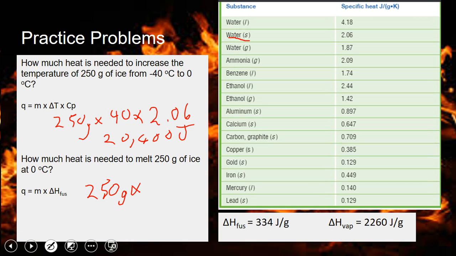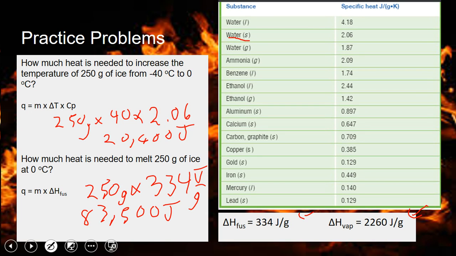334. Oh, it's right there. Why am I doing that? It's right here. Kids, pay attention. I thought I did that. And I did. So 250 times 334 is 83,500. So that's how much heat would be required to melt 250 grams of ice.